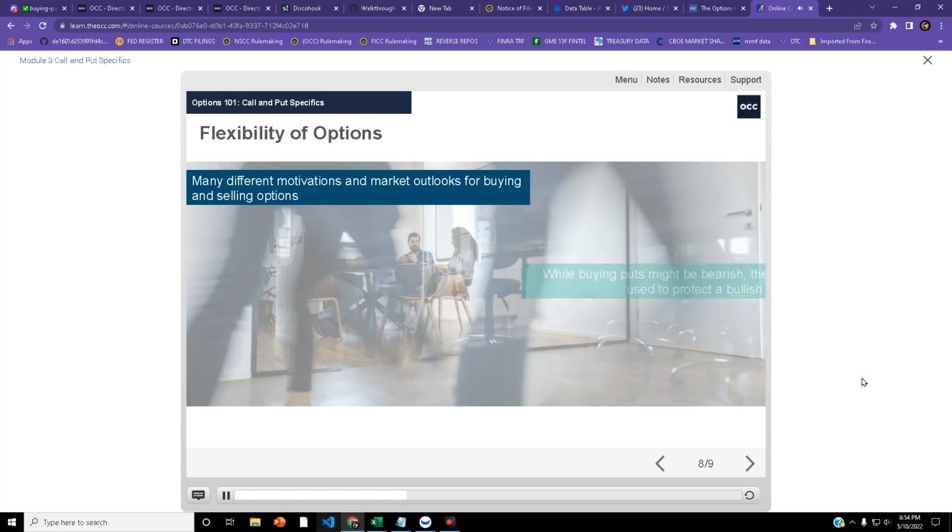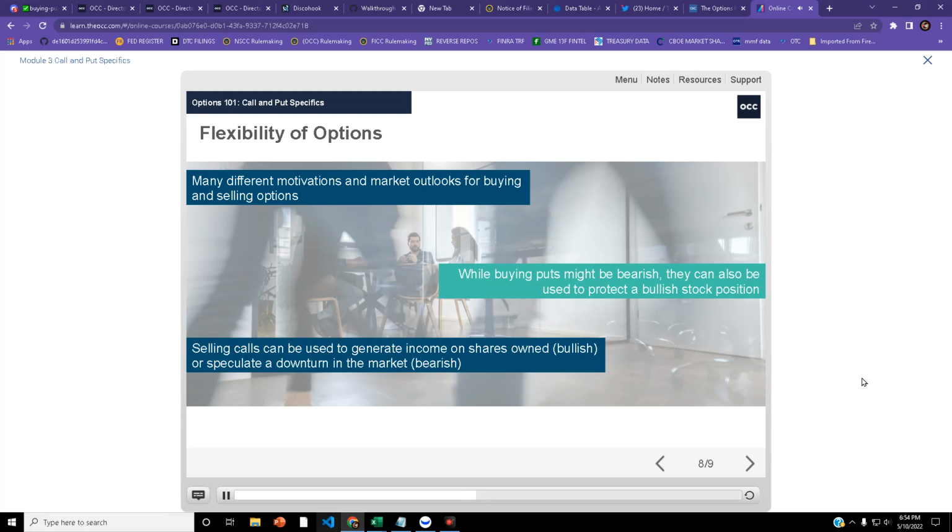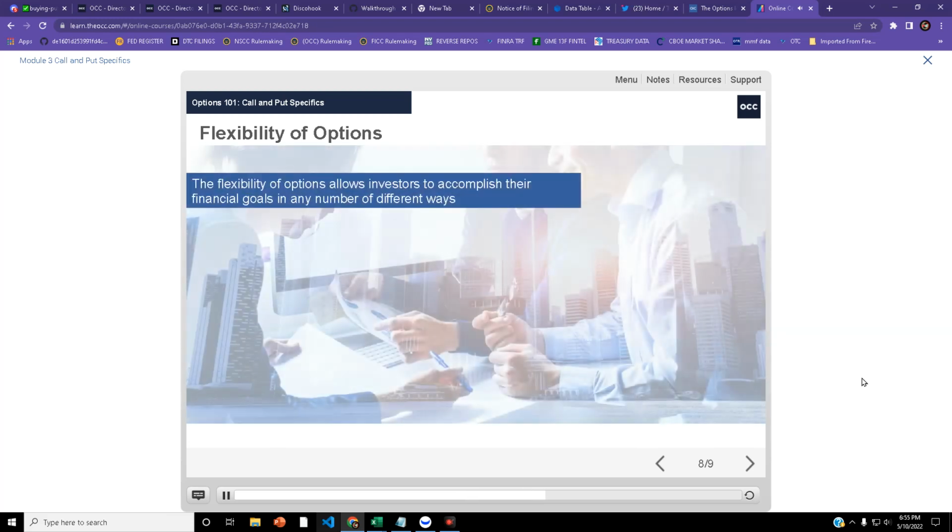For example, while buying a put may be used for a bearish speculation on a stock, it can also be used to protect shares already owned by the investor. Or, in the case of calls, one investor might sell a call to generate additional income on shares owned, while another is speculating a downturn in the market. The point here is twofold. The flexibility of options may allow investors to achieve their financial goals in any number of different ways.